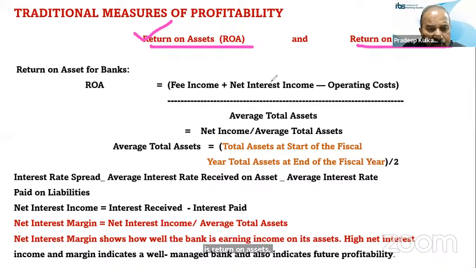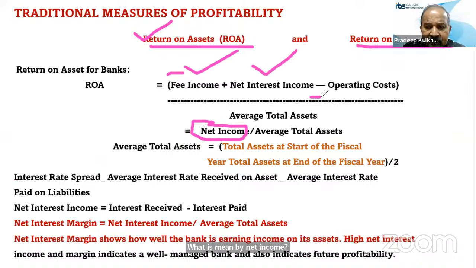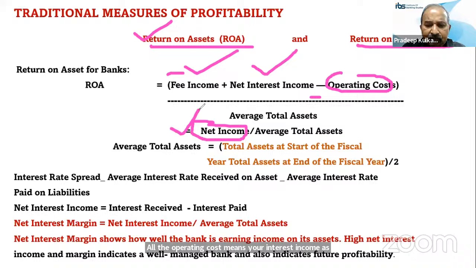What is the return on assets? Return on assets is nothing but, you can see here, the net income. What is meant by net income? Fee income plus net interest income minus all the operating cost. All the operating cost means your interest expense as well as other operating cost is removed. So what is left over? Net income is left over. Net income divided by average total assets. Then whatever answer comes is the return on assets.